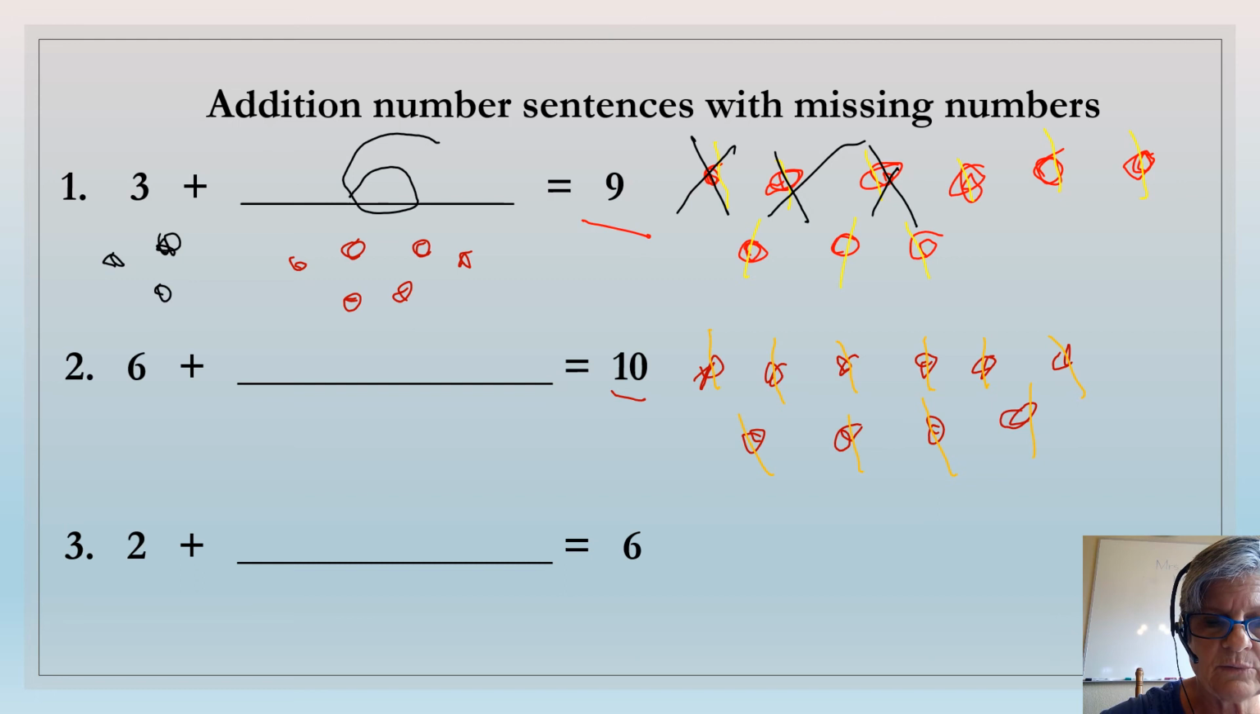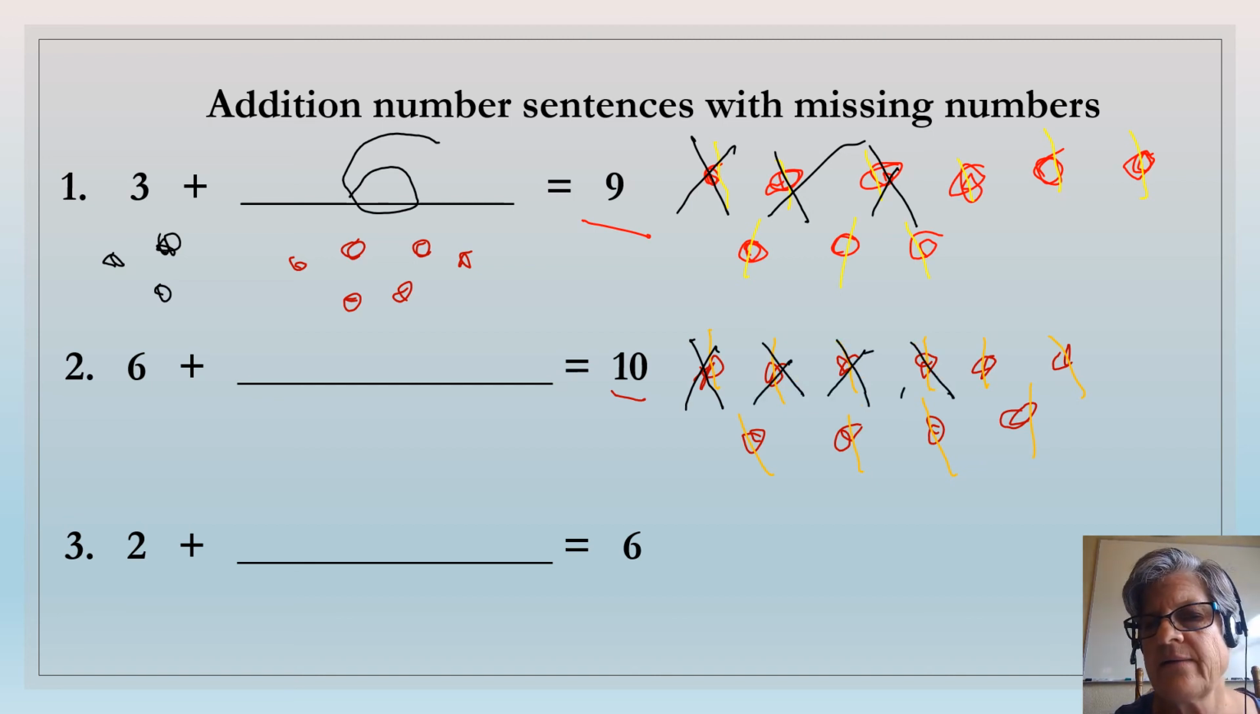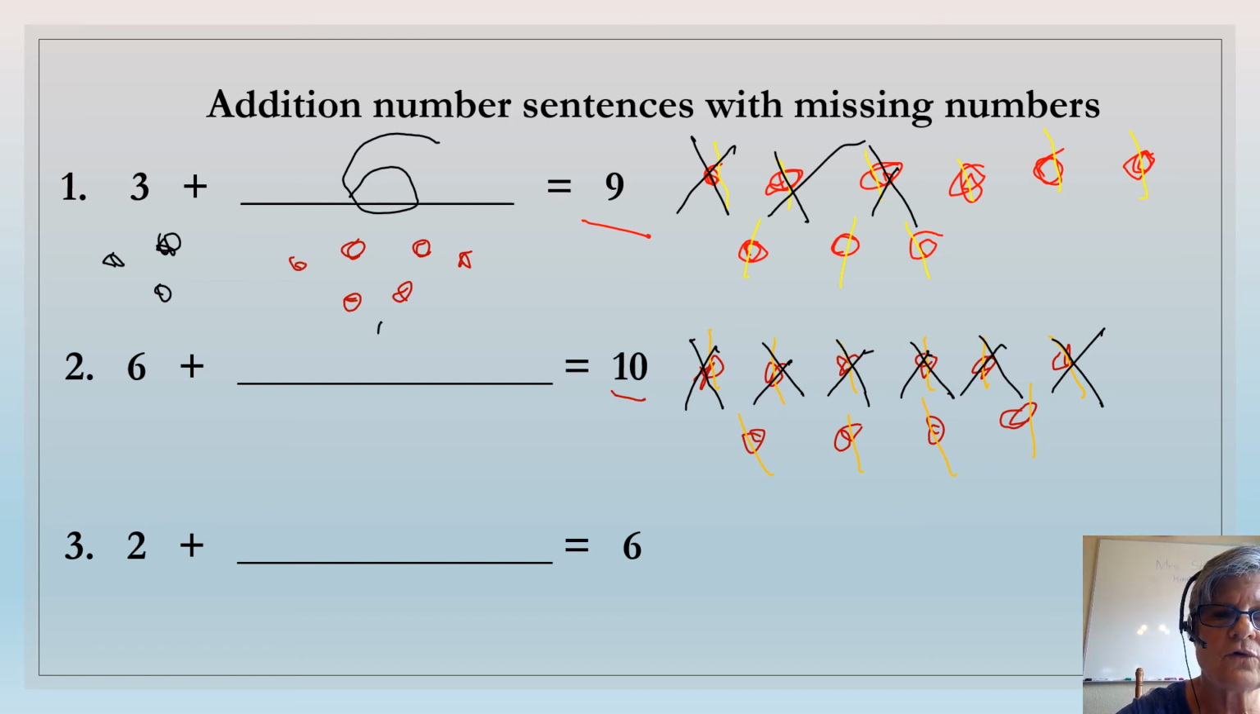So I'll cross out. I have to turn that into a takeaway problem. I cross out 6. 1, 2, 3, 4, 5, 6. I crossed out 6. Now let's count how many are left. 1, 2, 3, 4. So I am going to write the number 4 on my blank. And I have 6 plus 4 equals 10. Now I bet you that's right, but I'm going to double check.